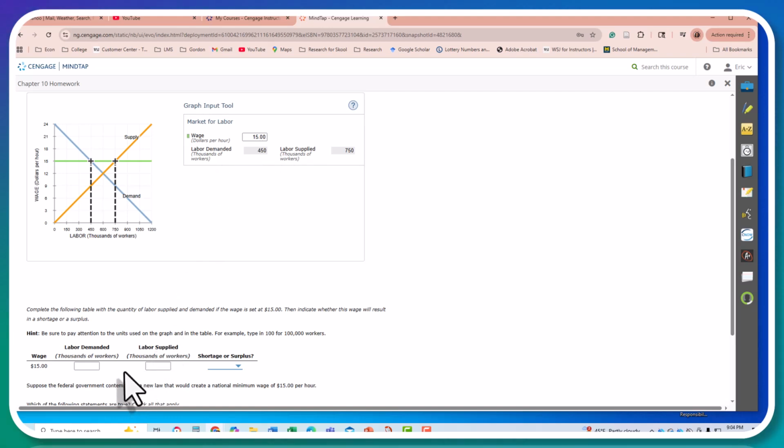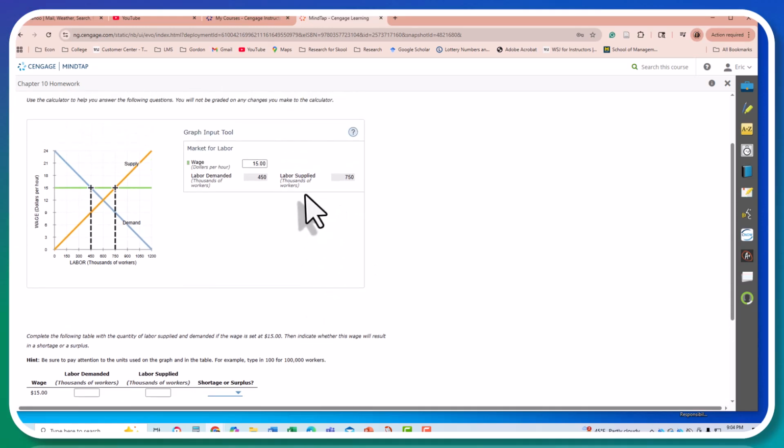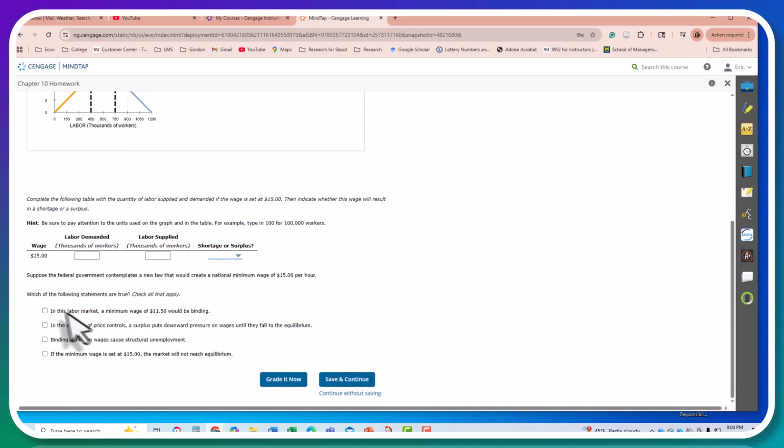And so you will start to actually add these type of information bits in here. How many thousands of workers? And is this a surplus or shortage in the labor supply? Well, you can kind of see which one it is. And check all the statements that are true.